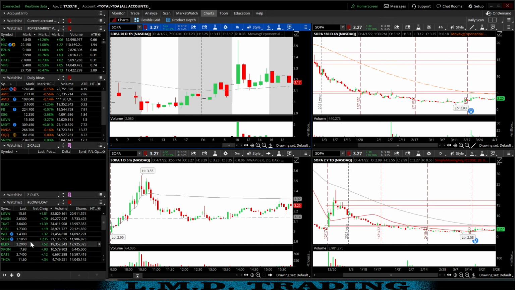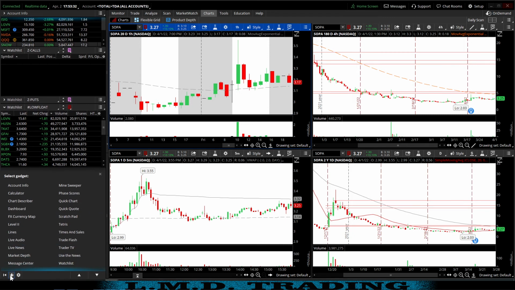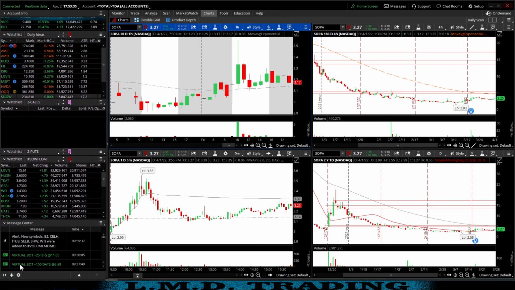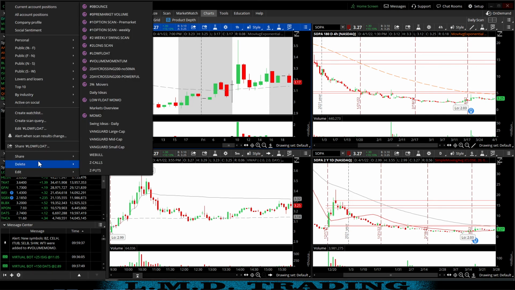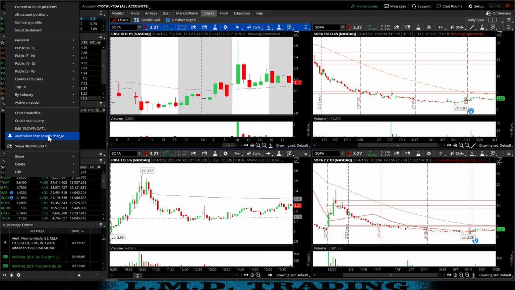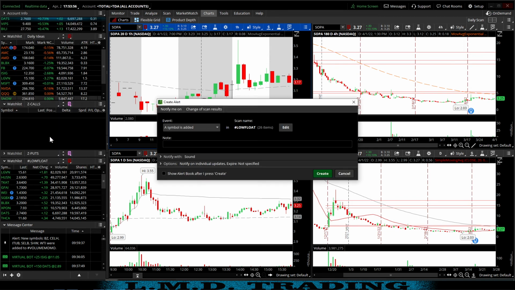But we're going to add one more thing to this side over here to make this even better when we're trying to find our ideas. And that's going to be a message center. So we're going to come here to add, and we're going to add the message center. What the message center does is alert you anytime something hits your watch list, if you turn it on. To turn it on, you just come up here, click that, tell it to alert when scan results change, click that.